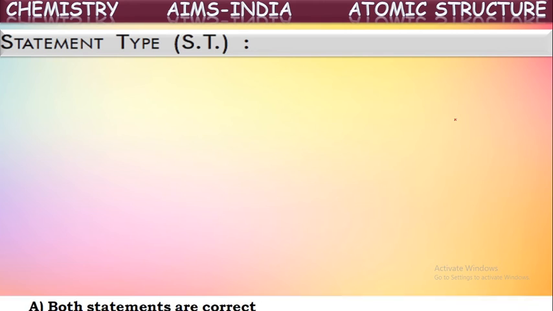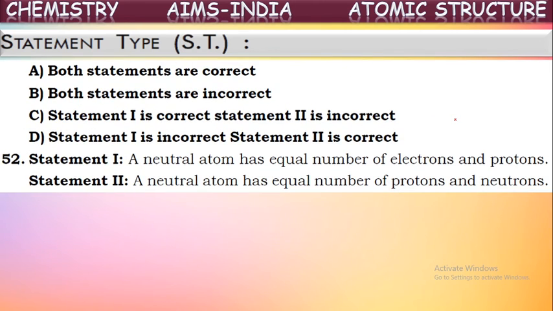Next, statement type questions. The first statement: a neutral atom has an equal number of electrons and protons. Is it true? Yes, it is true. A neutral atom has an equal number of electrons and protons. That is why it is neutral actually. This is correct. Statement 2: a neutral atom has an equal number of protons and neutrons. Is it correct? Of course it might be, but we cannot say for all the atoms.